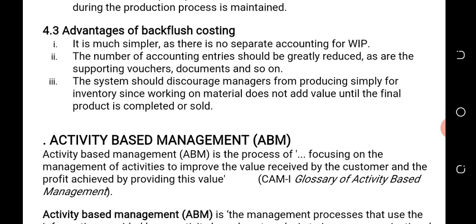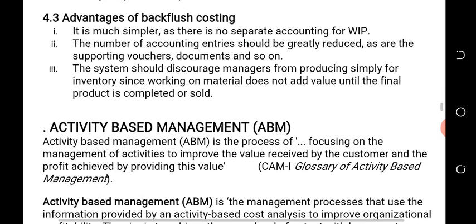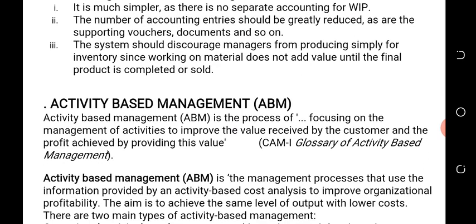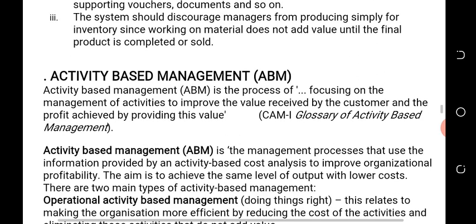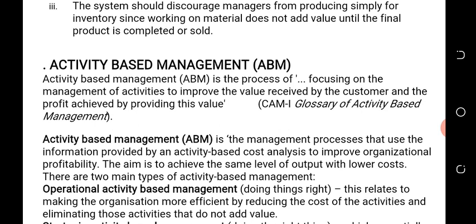So inventory is a non-value adding activity, so you don't have to produce and keep it. It helps to reduce expenses associated with inventory, such as storage costs, security costs and the rest.